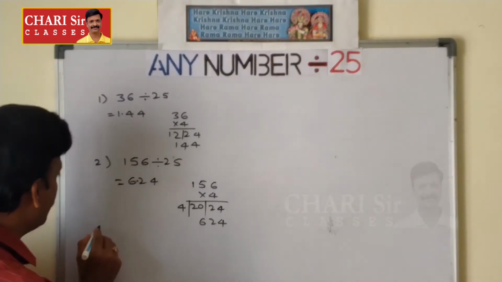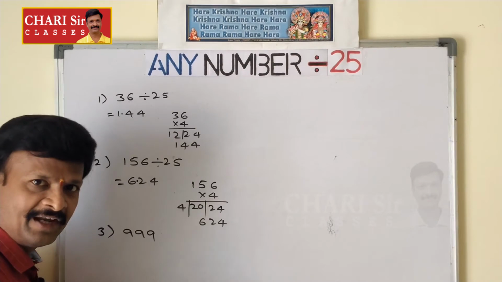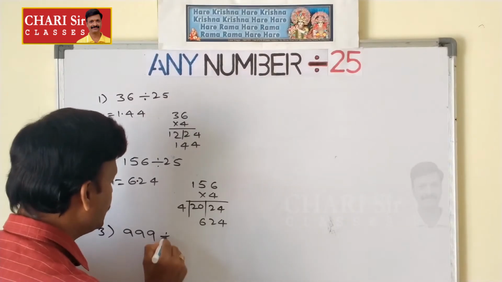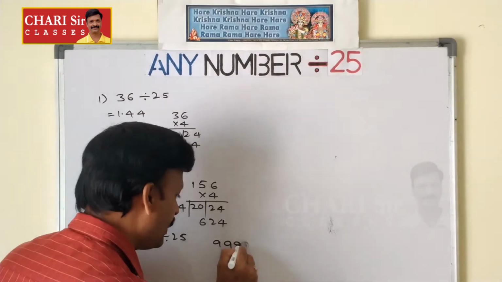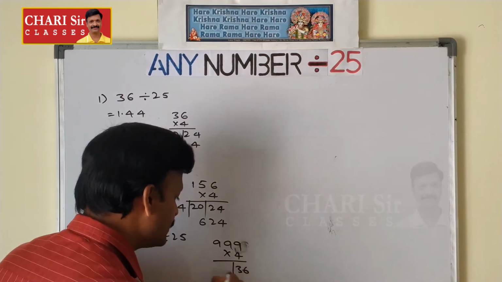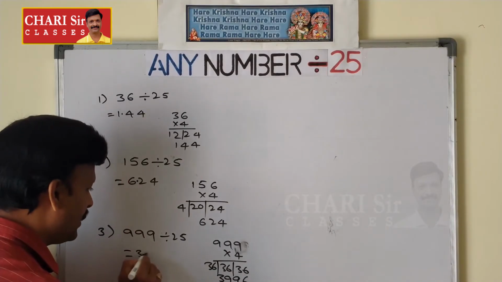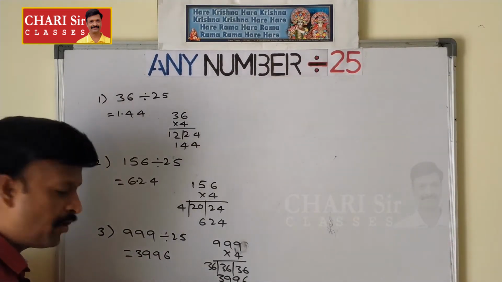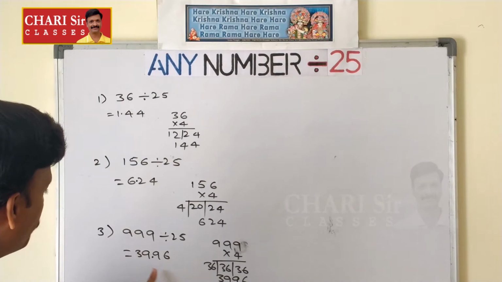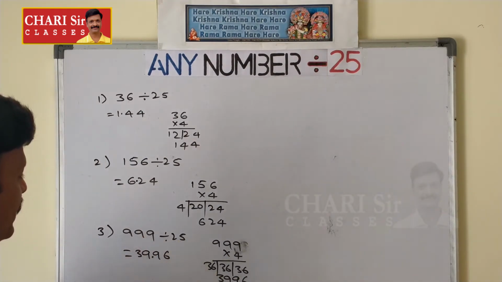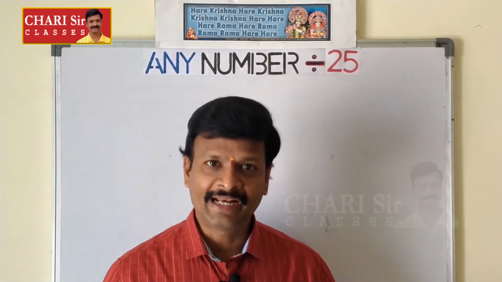Similarly we consider one more 3-digit number, a little big number, that is 999, the greatest 3-digit number, which is divided by 25. So what to do? 999 multiplied with 4. 9 4s are 36, 36, 36, write down 3996. So where do you place the decimal point? After 2 digits from the right hand side, that is 39.96. 39.96 is the result when you divide 999 by 25. Like this, any number you can do. The division by 25 for the integral numbers we have seen.